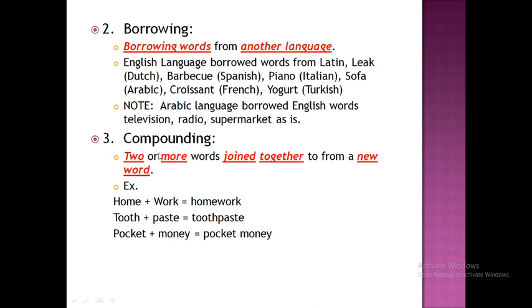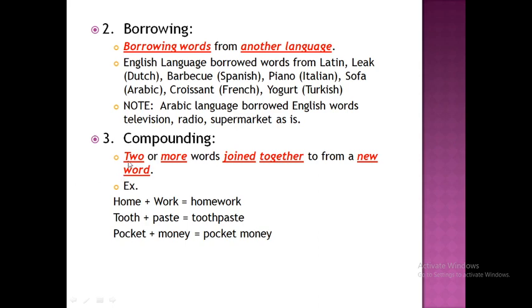The words which are taken from these all languages, for an example, leek is a word which is taken from Dutch, barbecue is a word which is taken from Spanish language, piano which is taken from Italian language, sofa which is taken from Arabic language, croissant which is taken from French language, yogurt which is taken from Turkish language. This borrowing is a way of word formation. The third is compounding.